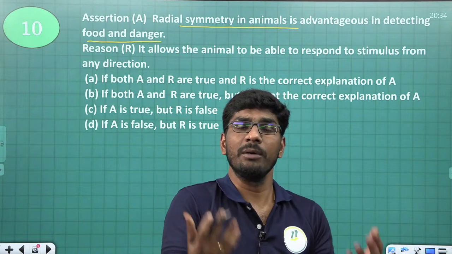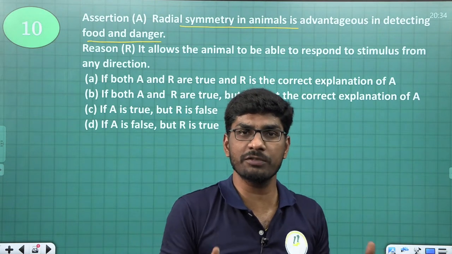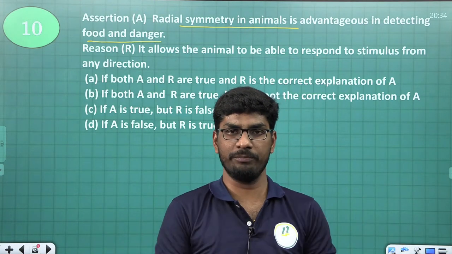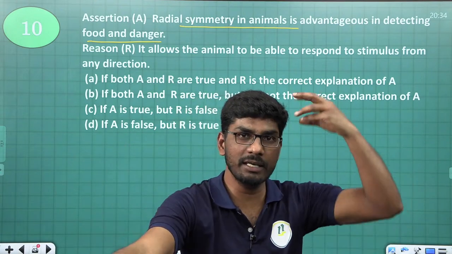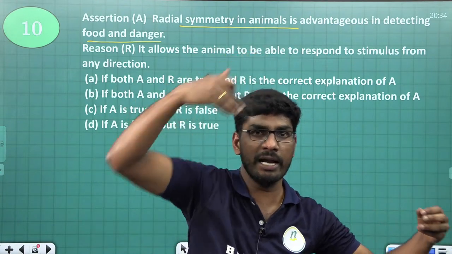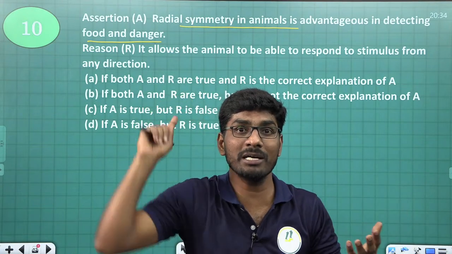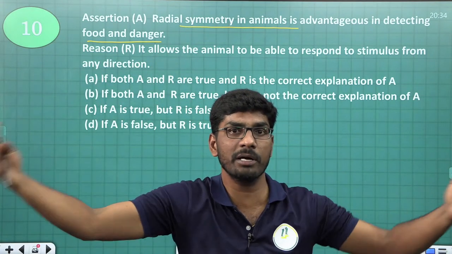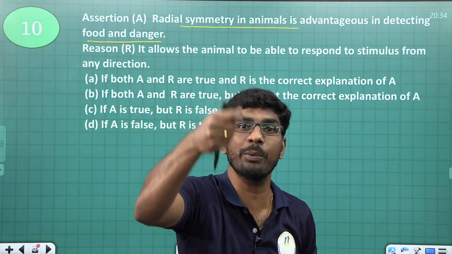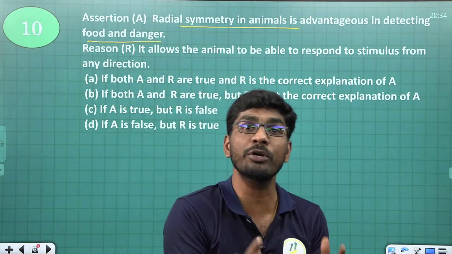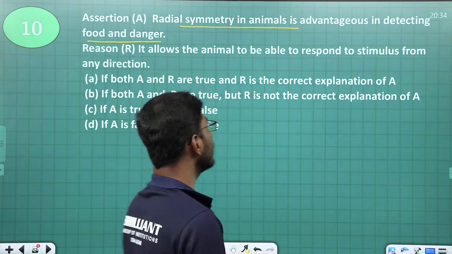Why do these organisms show radial symmetry? To protect themselves from different types of dangers. For example, I'm sessile, beta, I'm not moving, I'm standing like this. I'm a sessile organism. So I have a tentacle here, a tentacle there, and radial symmetry. So I'm protecting myself. If an enemy comes from the backside or any side, I can protect myself. So radial symmetry is one of the advantages to gather food and also protect themselves from danger.